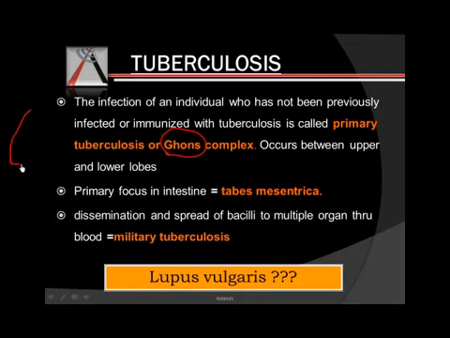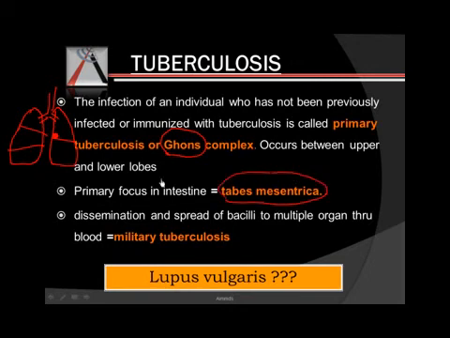If you talk about the lobes of the lungs, the left lung has 2 lobes, while the right lung has 3 lobes. And this Ghon's complex occurs between the upper and the lower lobe. Primary infection, if it happens in the intestine, is called tabes mesenterica. If the infection spreads through the blood vessels and multiplies, this is called miliary tuberculosis.